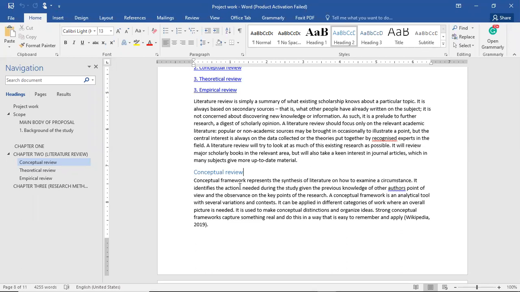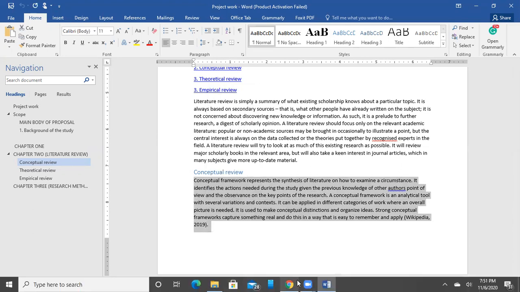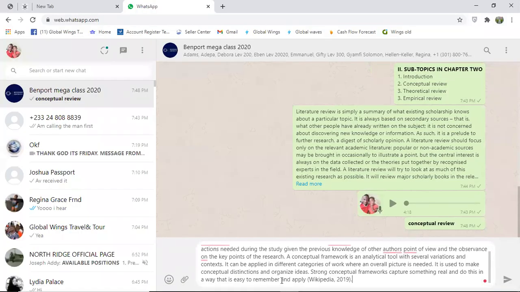Now you must take note that a strong conceptual framework captures something real, and you must always apply this whenever you are dealing with the conceptual review. As I said, you see it in some books as conceptual review or conceptual framework. Are you getting it?